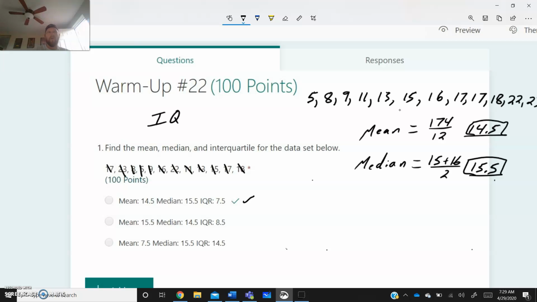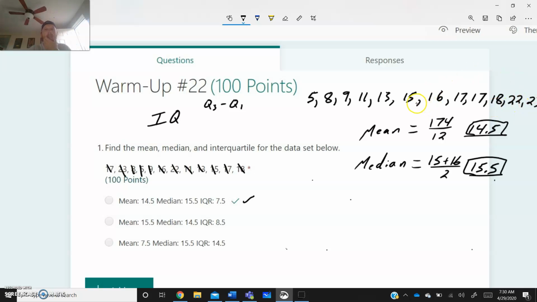To figure out your interquartile range, it is going to be quartile 3, so I'm going to write up here Q3 minus Q1. Q1 is going to be my first set of data, and Q3 is going to be my second set of data. It's split right here in the middle, between that 15 and 16. So my first set is right here, and my Q3 is going to be down here at this end.